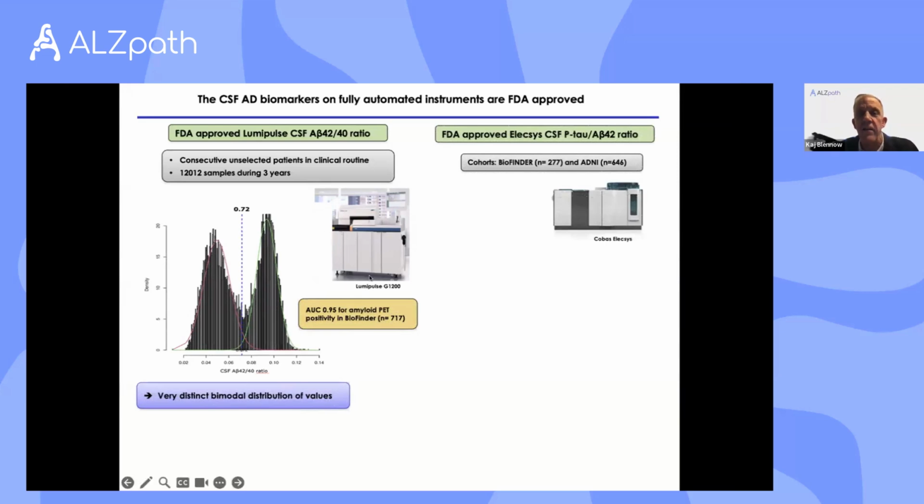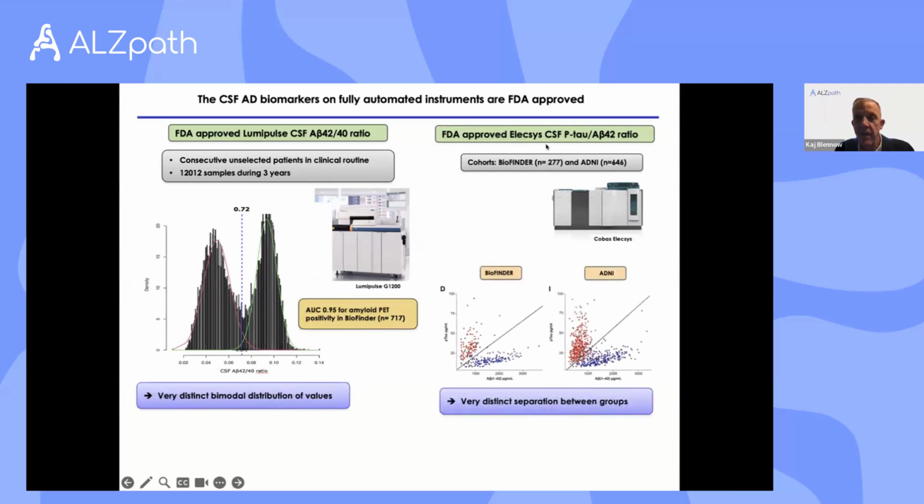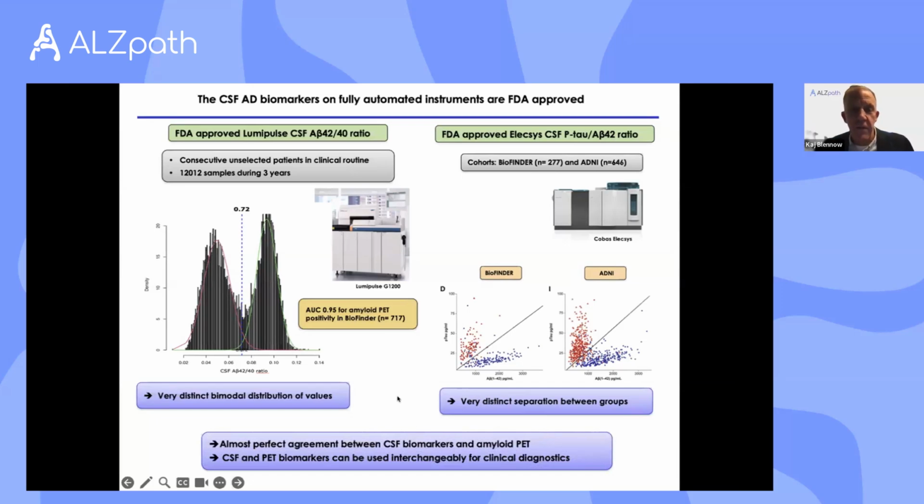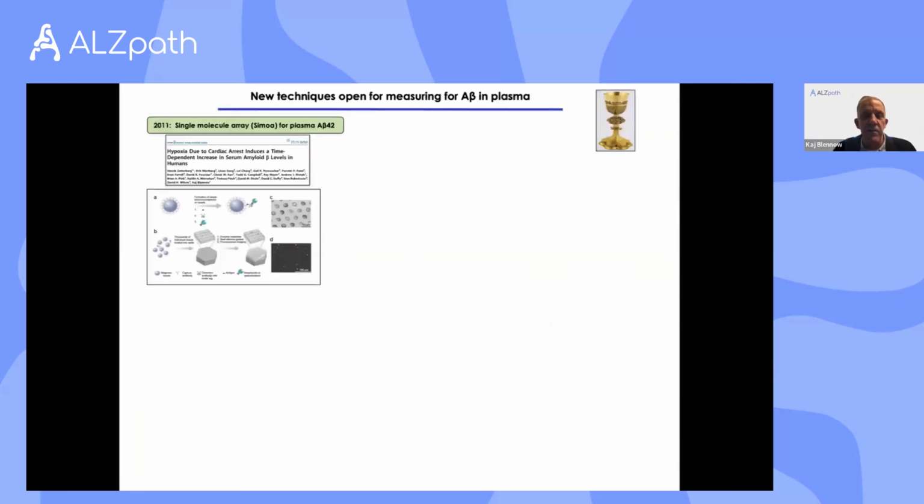We also have other variants of tests, and this is the Elecsys assays. They have instead selected to use phospho-tau divided by A-beta-42, and then also total tau divided by A-beta-42, and then you end up with this type of performance, very distinct separation between groups. So you could also say that there's an almost perfect agreement between the CSF biomarkers and amyloid PET, and that you can use these two biomarker modalities interchangeably.